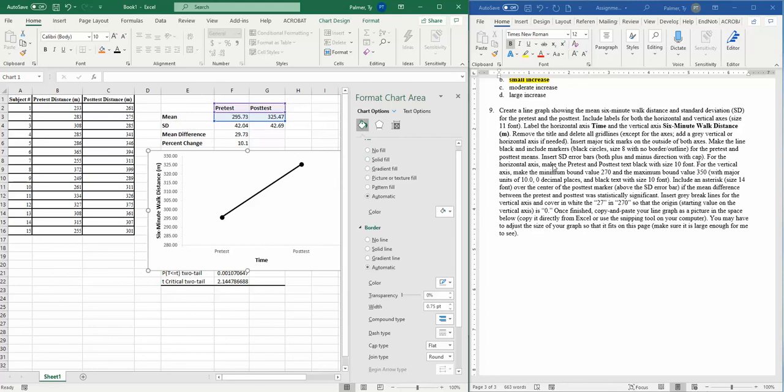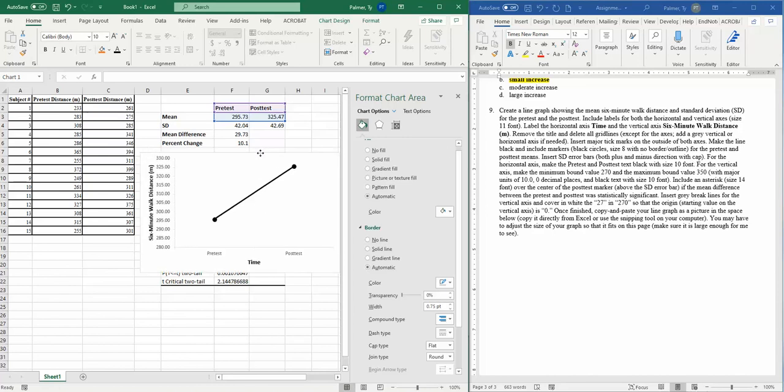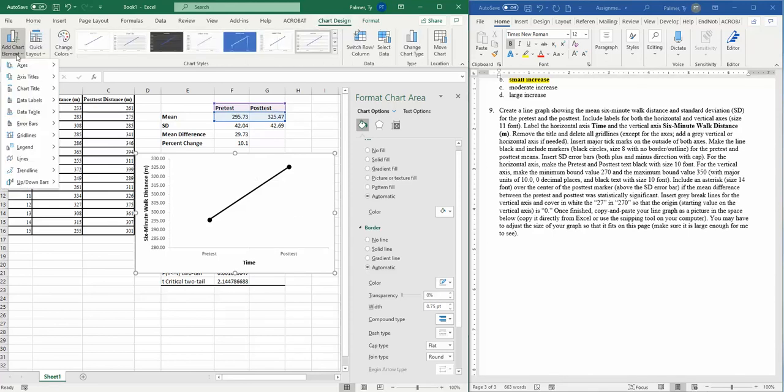The next sentence, we need to add the standard deviations now to the graph. The standard deviations are represented by the error bars. And so it says in the next sentence, insert SD standard deviation error bars, both plus and minus direction with cap. So to do that, let's go back to Excel, highlight our graph as I've done, go to Chart Design, go to Add Chart Element, and then go to Error Bars. The error bar that we're going to select is this one here, More Error Bar Options.